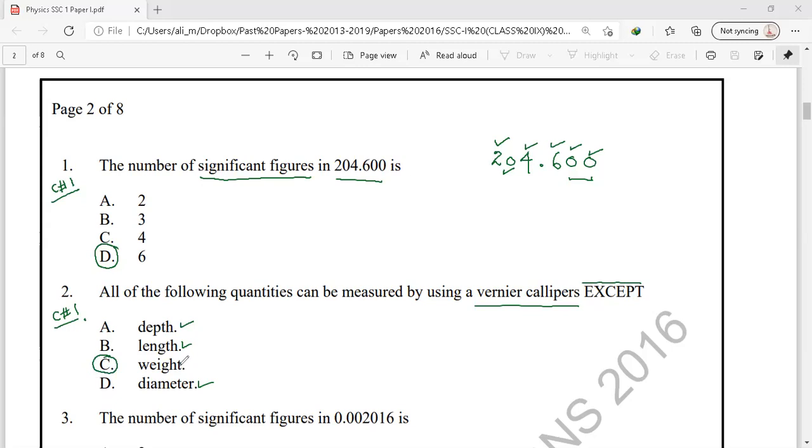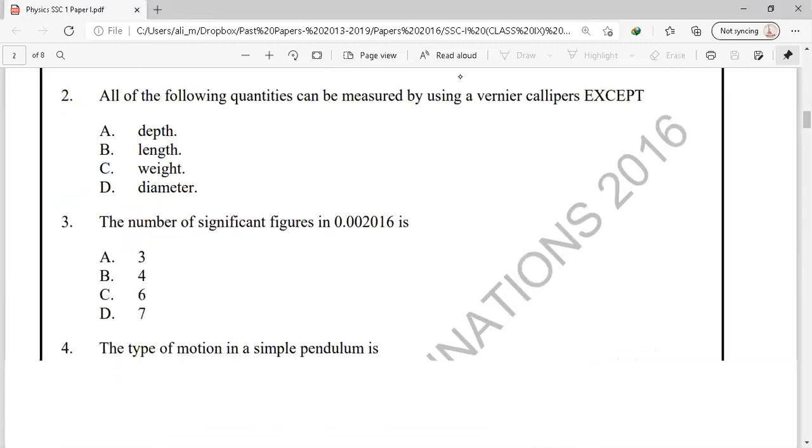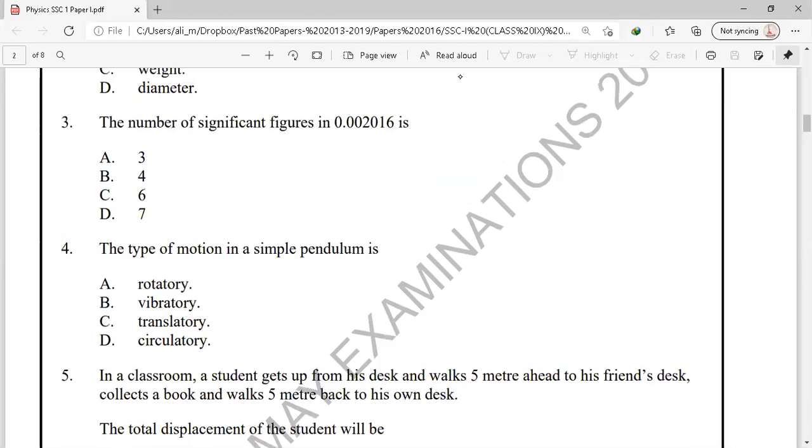So, the option C is the correct answer, that is weight. For the measurement of weight, we use a spring balance, or we have a device that is known as a Newton balance. So these devices can be used to measure the weight of an object rather than a vernier caliper. So this was the answer for question number 2. Let's quickly move to our question number 3 and question number 4.